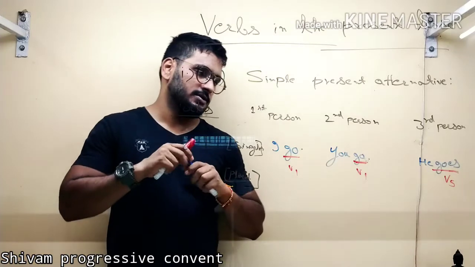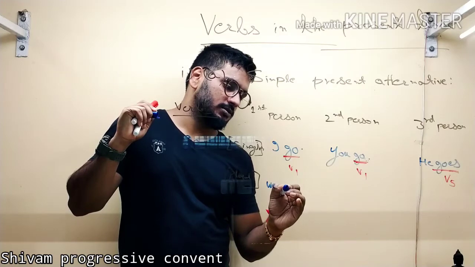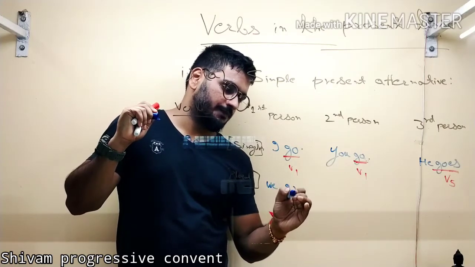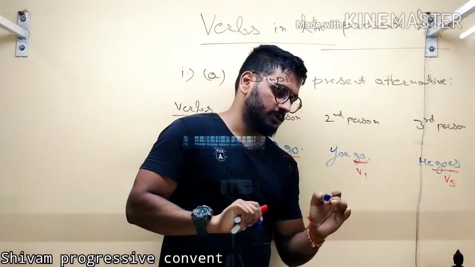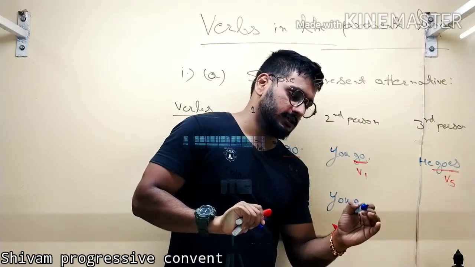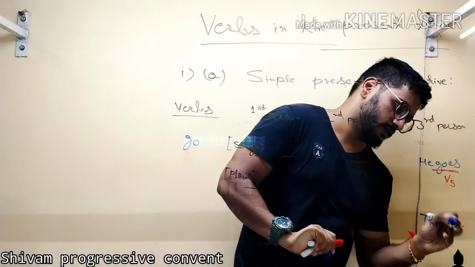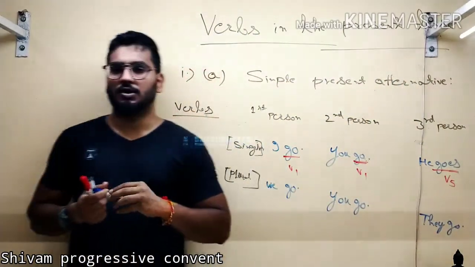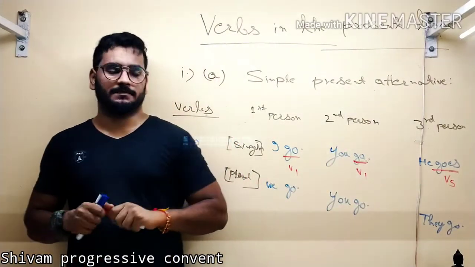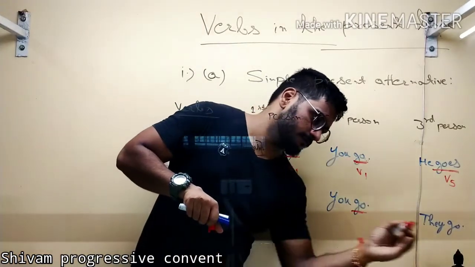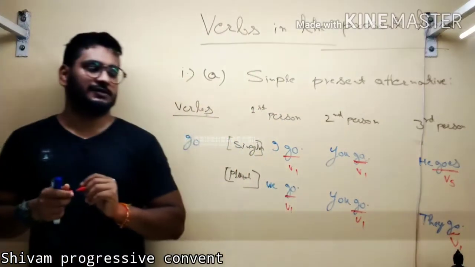Okay, for example, first person's plural form, like we, so we go. So V1 form, no changes. You, तुम जाते हो, you go, तुम लोग जाते हो, similar, no changes. And they, वे लोग जाते हैं, they go, no changes. So changes will come only with third person singular, so you have to focus here. It is all V1, V1 and V1, the first form of the verb.